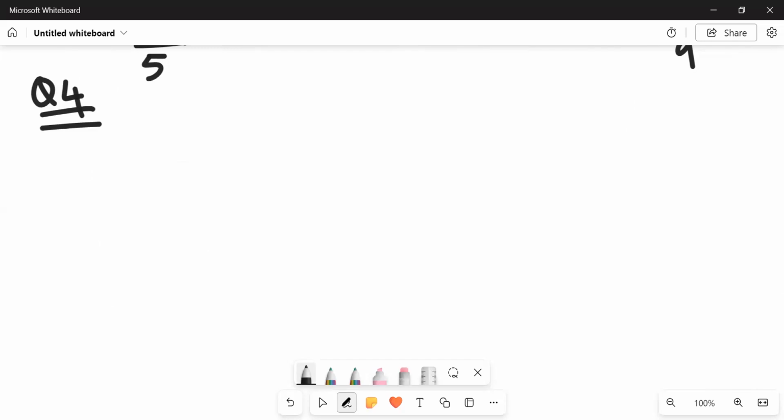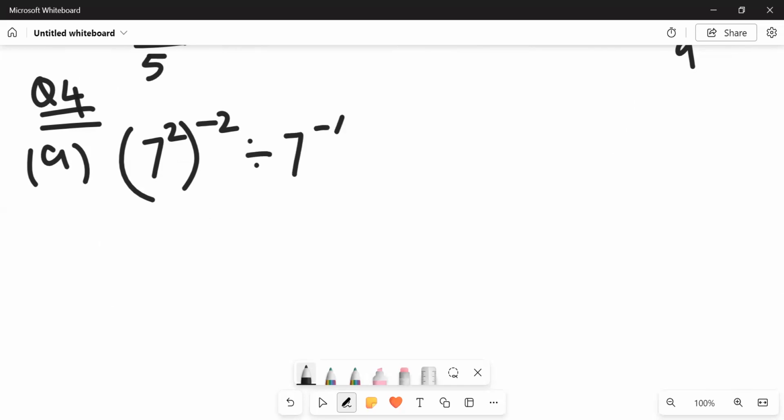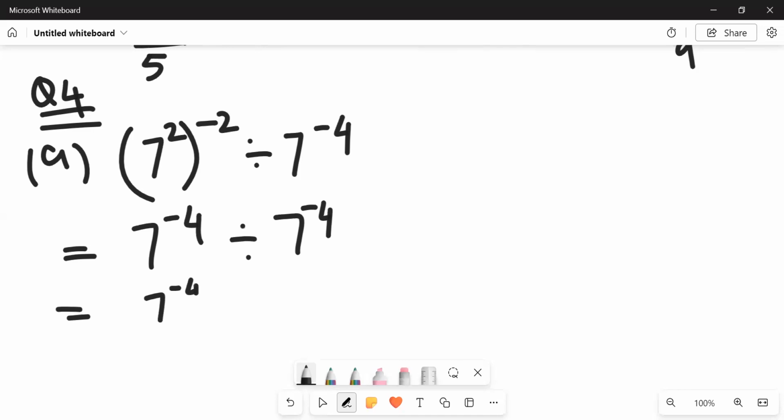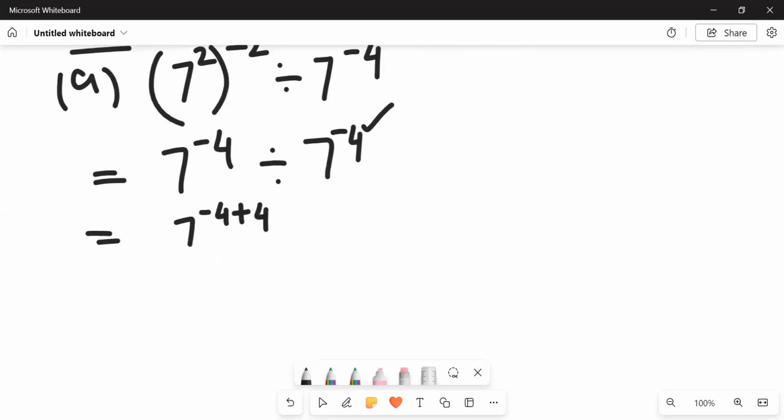Evaluate each of the following, that is A part. 7 to the power minus 2 divided by 7 to the power minus 4. Now it will be 7 to the power minus 4 and divided by 7 to the power minus 4. Because of the division sign, the negative sign will become positive. So it will be 7 to the power 0. It will be 1. Okay.